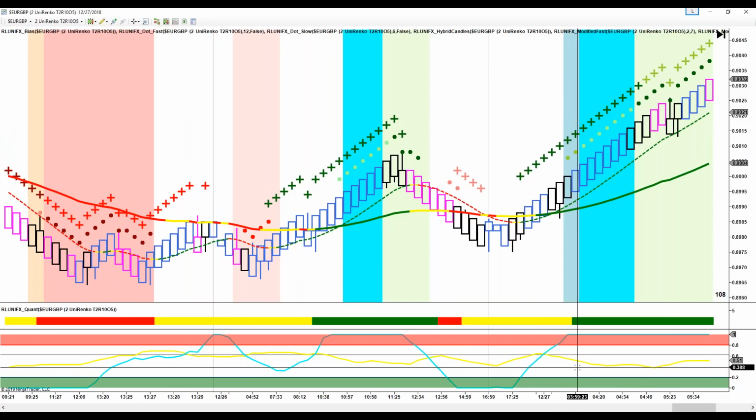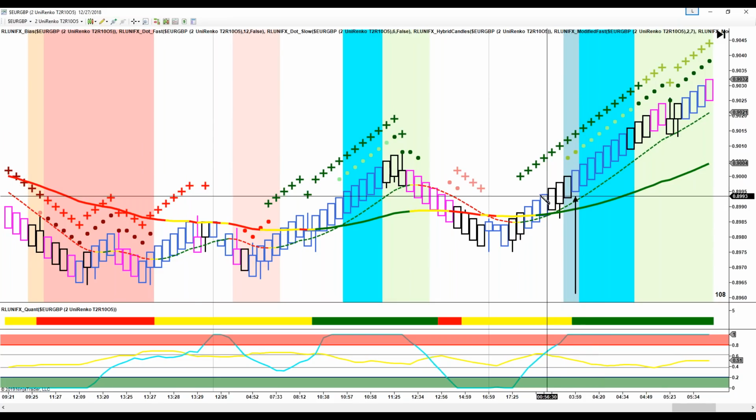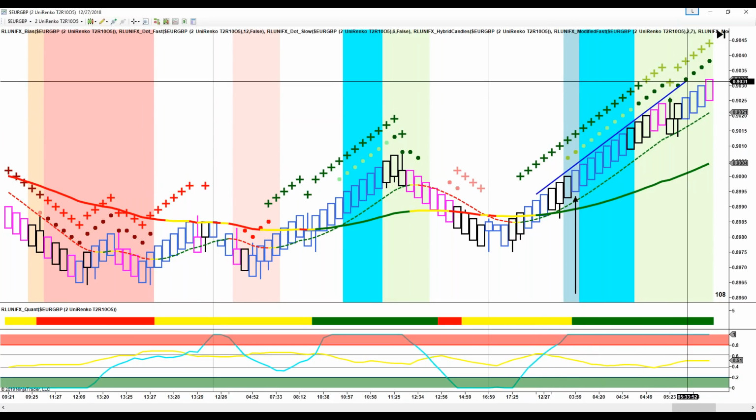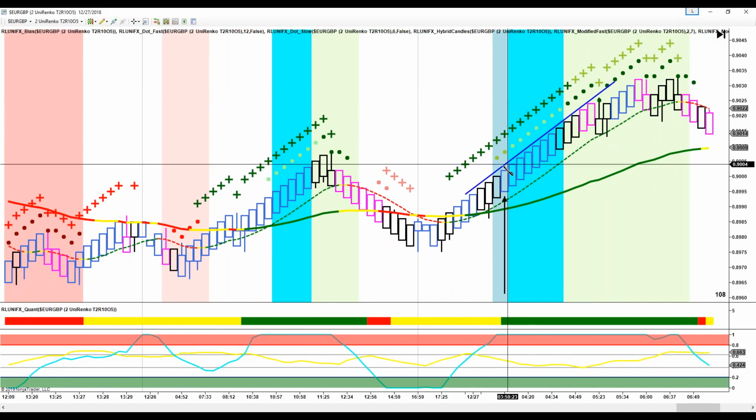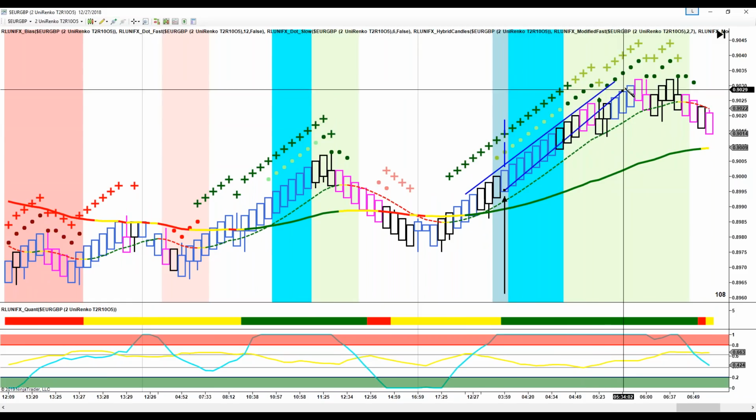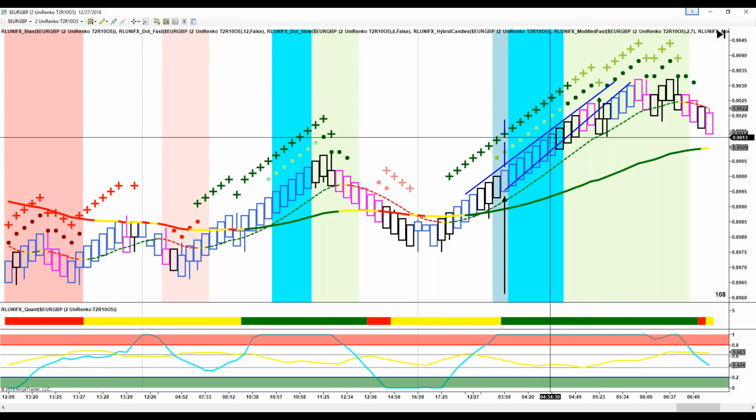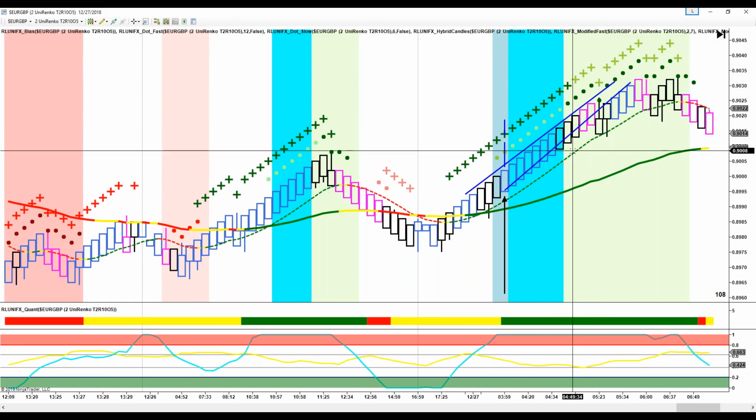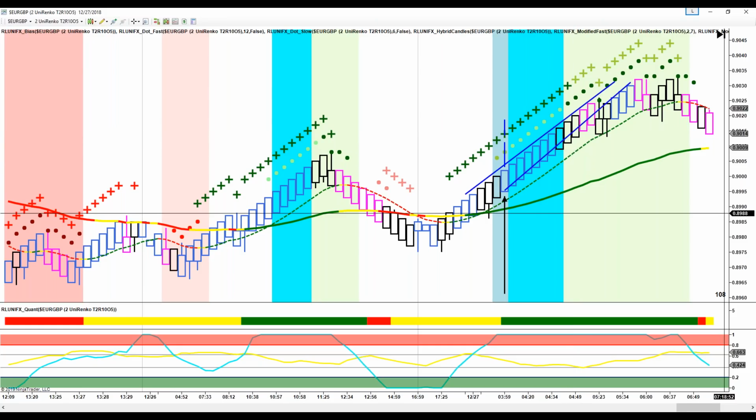Right here, you're locked up. All you need is an entry, and you've got this trade. Dots, fast dot, darkest, right here. You're going to get these over and over and over again. Honestly, ad nauseum.